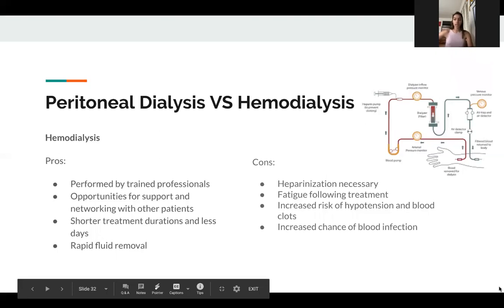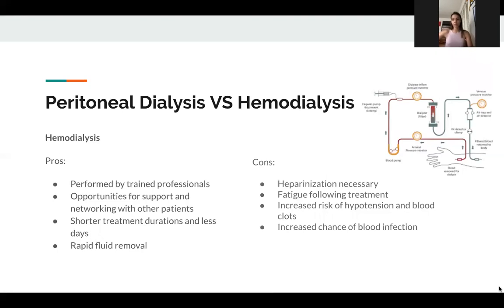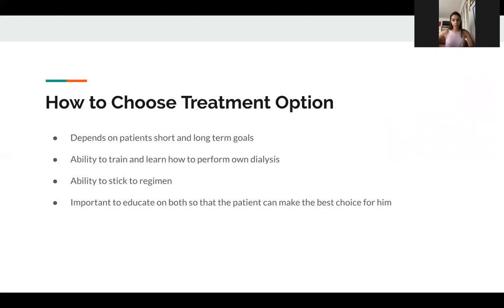The cons is that they would need heparin therapy, and then they'd be fatigued right following the treatment, which would maybe cause him to not be able to return to work right after. And then an increase of hypotension and blood clots, and then an increased chance of blood infection.